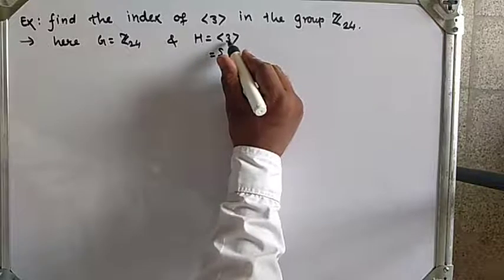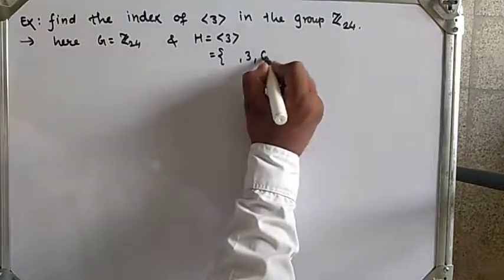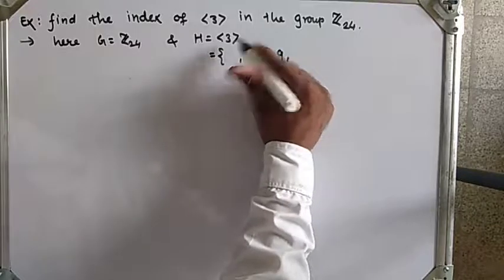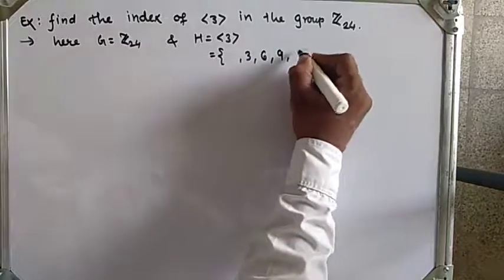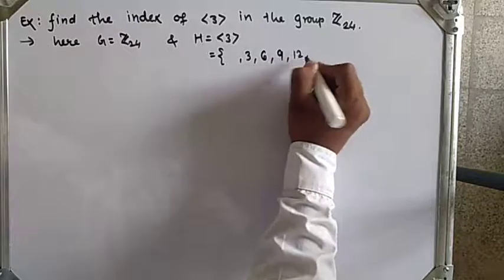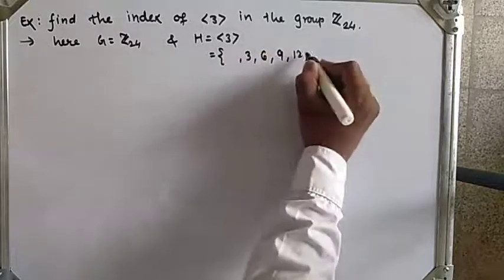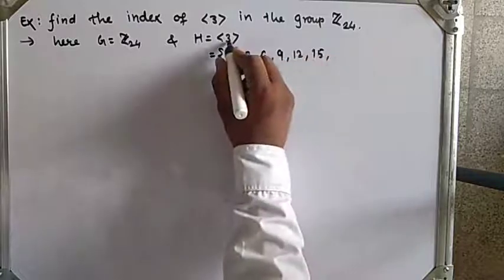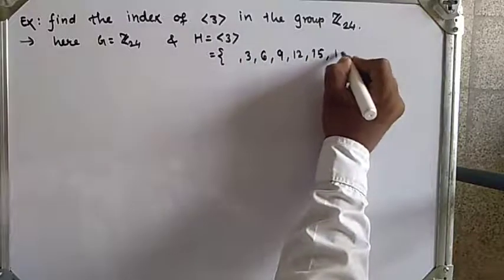Next, add 3 two times, we will get 6. If I add 3 three times, we will get 9. If I add 3 four times, then we will get 12. If I add 3 five times, we will get 15. If I add 3 six times, we will get 18.